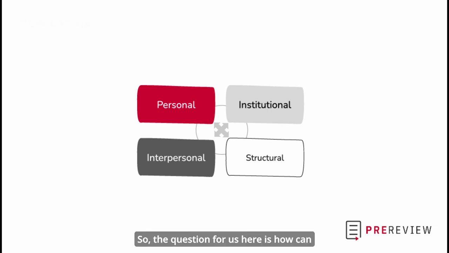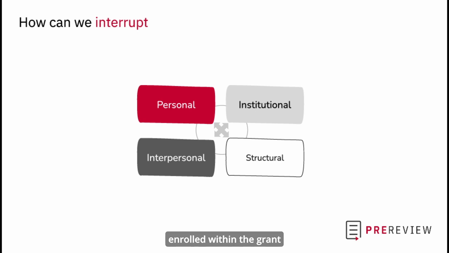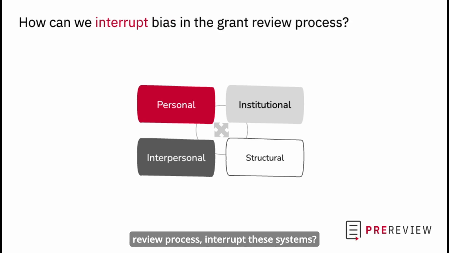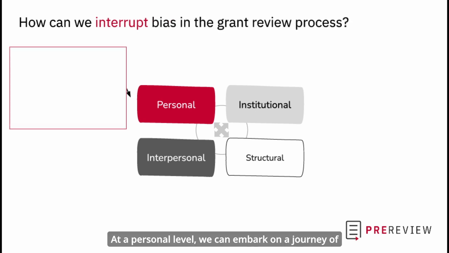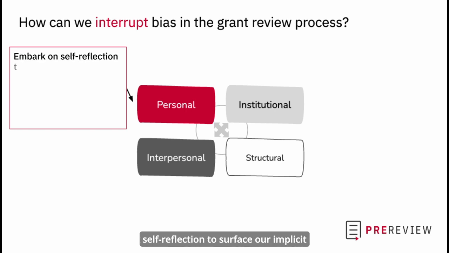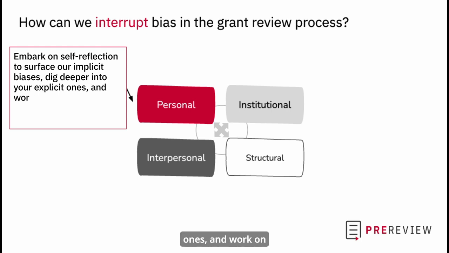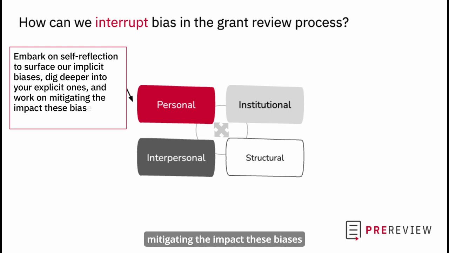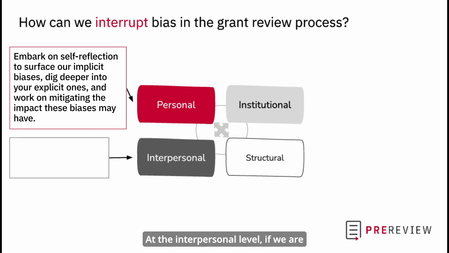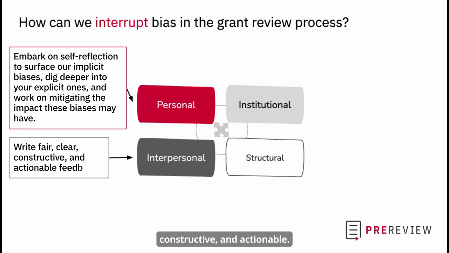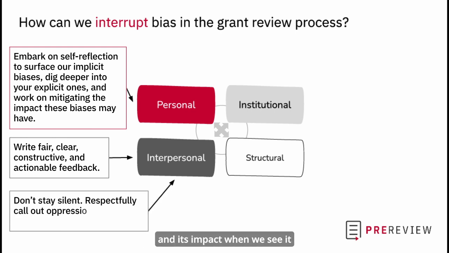So the question for us here is, how can we, with our power and role within the ground review process, interrupt these systems? At a personal level, we can embark on a journey of self-reflection to surface our implicit biases, dig deeper into our explicit ones, and work on mitigating the impact these biases may have. At the interpersonal level, if we are working as reviewers, we can make sure the evaluation we give to an applicant is fair, clear, constructive, and actionable. We can also commit to respectfully calling out oppression and its impact when we see it.